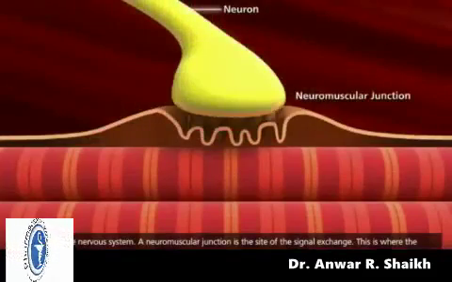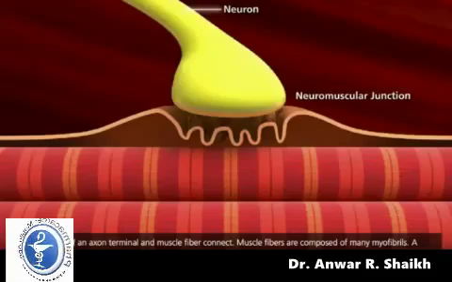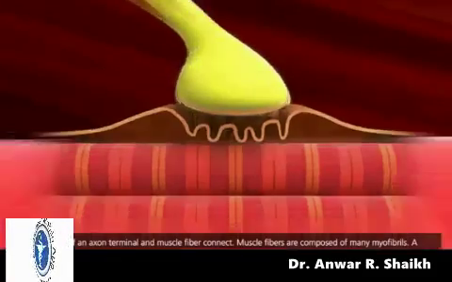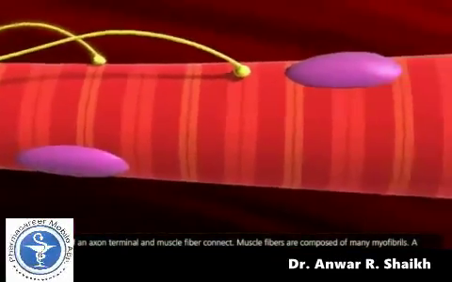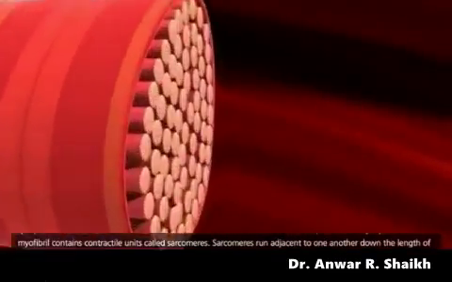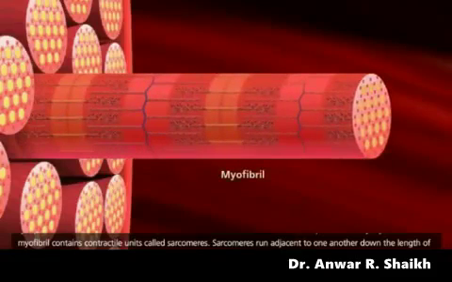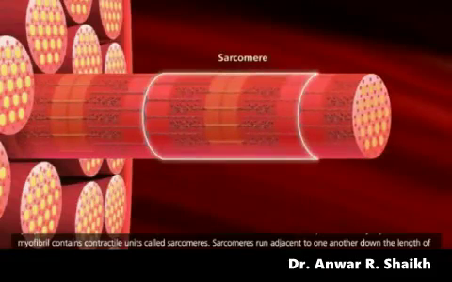A neuromuscular junction is the site of signal exchange. This is where the synaptic bulb of an axon terminal and a muscle fiber connect. Muscle fibers are composed of many myofibrils. A myofibril contains contractile units called sarcomeres.